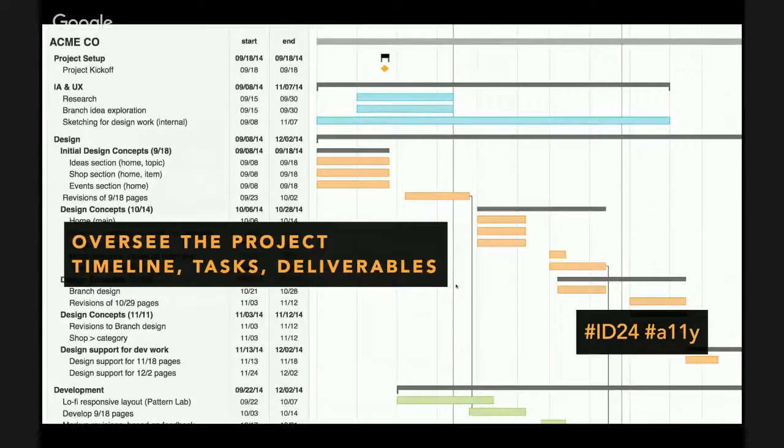I've got a slide up here that shows an old school Gantt chart from a waterfall project, and certainly this could be a Kanban board or anything else in the background. Basically, project and product managers oversee the project timeline, the tasks, the deliverables. They're basically the stewards of the project. They make sure that things get done.